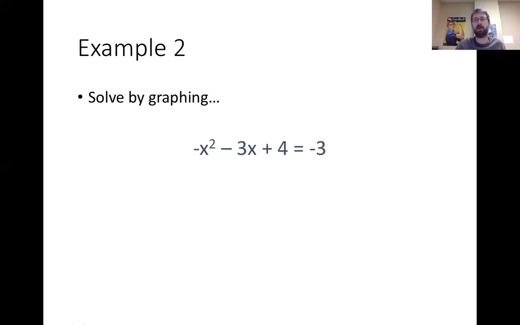All right, pause the video, try this one. Notice this one's got a little work to do. We've got this -3, we got to move to the other side of the equation. So think, how do we do that? All right, we do that by adding 3 to both sides. And this is the equation that we actually want to put in the graphing calculator.